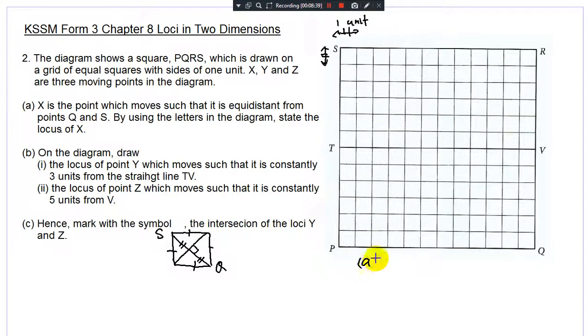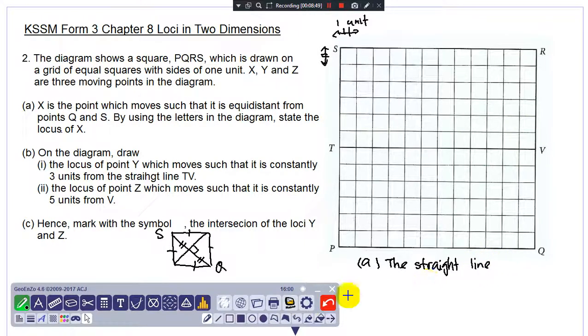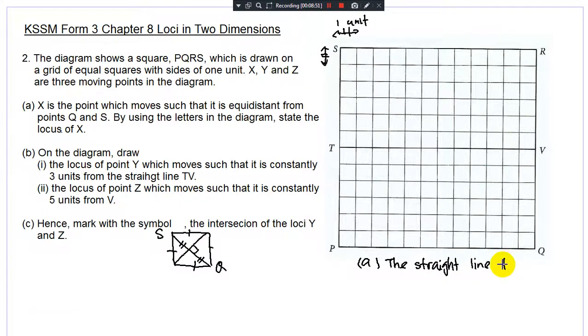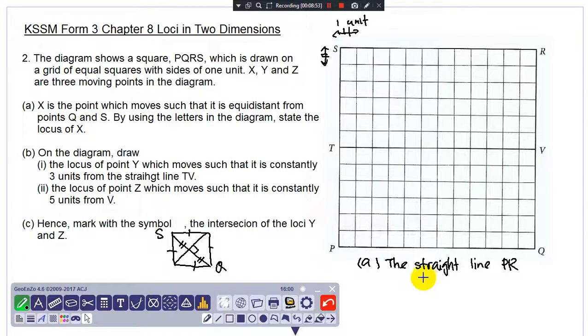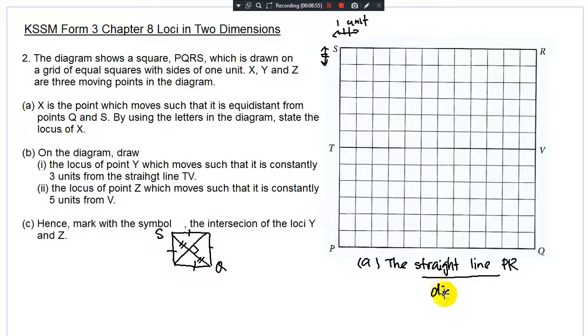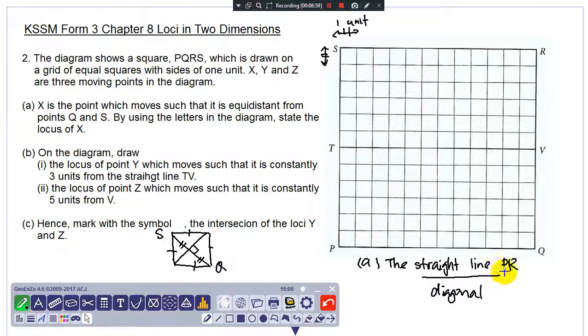The answer for A, the straight line, or you can say you can change this straight line to become the diagonal PR. Okay, so how about B?